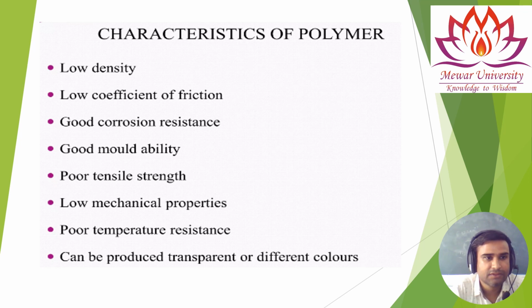Now on this slide, we will discuss the characteristics of polymers. So these are the characteristics. Polymers have low density and a low coefficient of friction. Polymers have good corrosion resistance and good moldability. They have poor tensile strength, low mechanical properties and poor temperature resistance. They can be produced transparent or in different colors.